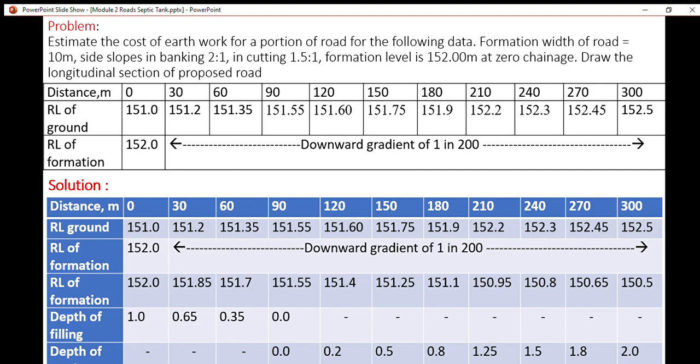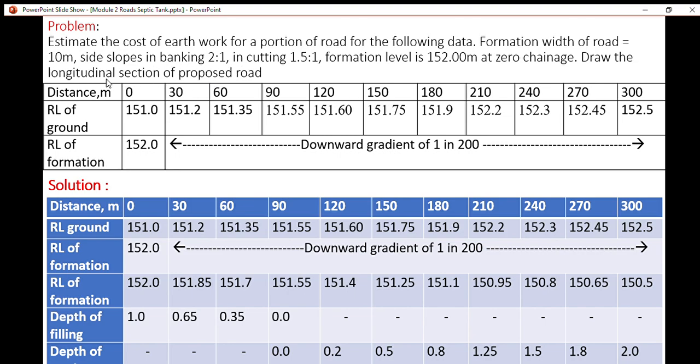Problem statement: estimate the cost of earthwork for a portion of road for the following data. Formation width of road is equal to 10 meter. Side slopes in banking 2:1, in cutting 1.5:1. Formation level is 152 meter at zero chainage. Draw the longitudinal section of proposed road.